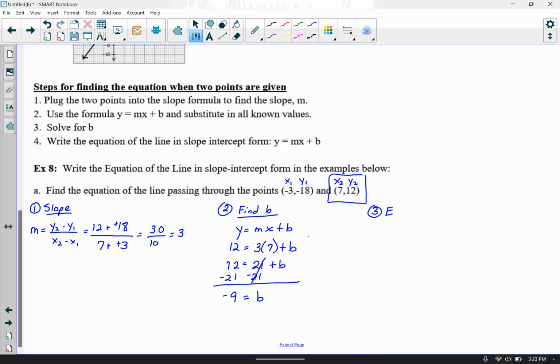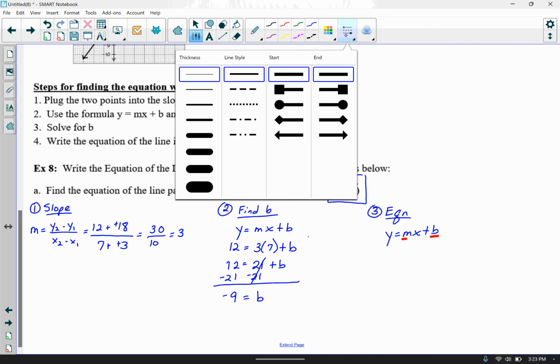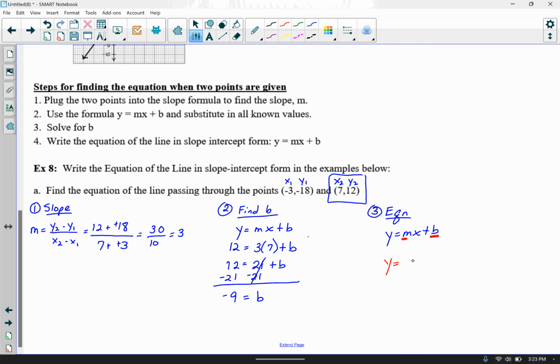Last step is to write your equation, and this is your easiest part. So y equals mx plus b. And then this last step, all that happens is you substitute in for m and b. That's it. Okay, so final answer then would be y equals, in place of m, put in 3, and in place of that b, the -9. That is the equation of the line that passes through these 2 points right here. y equals 3x minus 9.